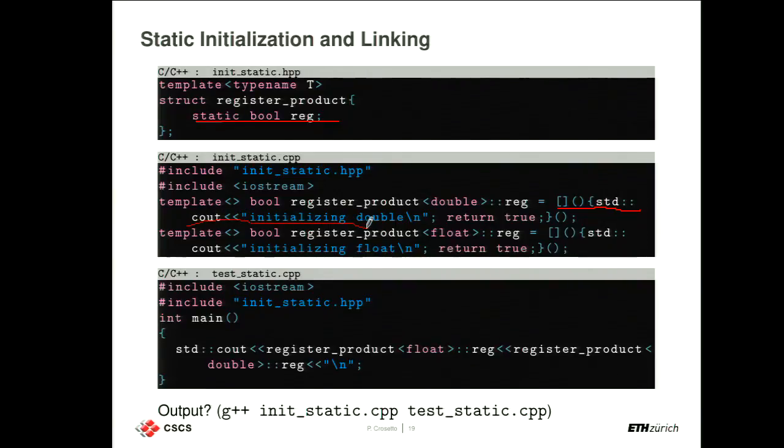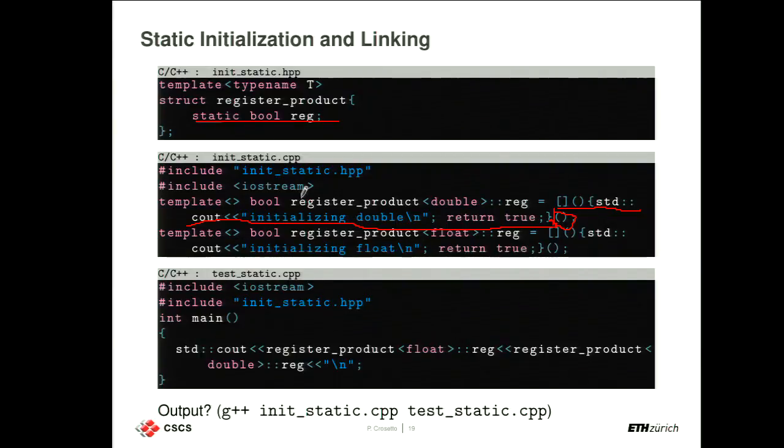But what this does is that it's defining a function which returns true and prints "initializing double". And then what these parentheses do is that they call this function. So this initializes reg by calling a function which is defined here in line. This was just to save space.